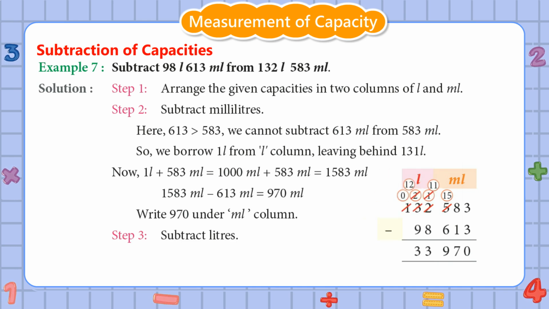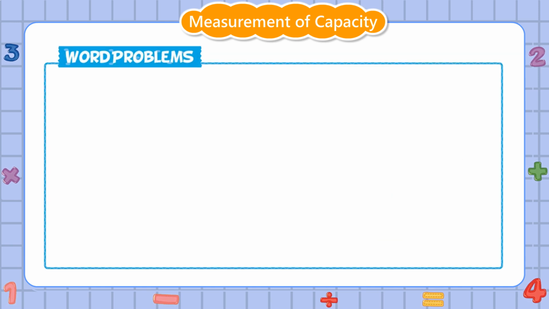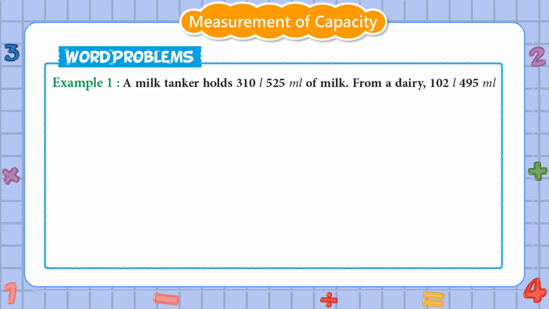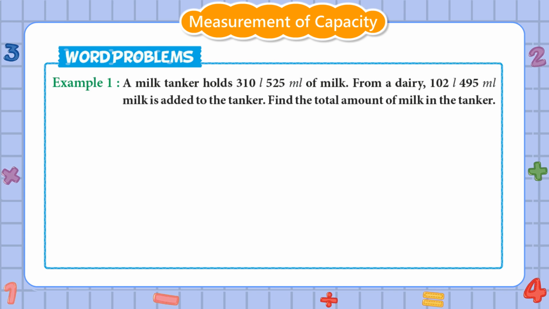Step 3. Subtract liters. 131 liters minus 98 liters is equal to 33 liters. Write 33 in liter column. Answer: 33 liters, 970 milliliters. Word problems. Example 1. A milk tanker holds 310 liters, 525 milliliters of milk from a dairy. 102 liters, 495 milliliters milk is added to the tanker. Find the total amount of milk in the tanker.